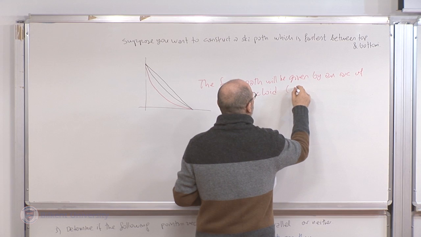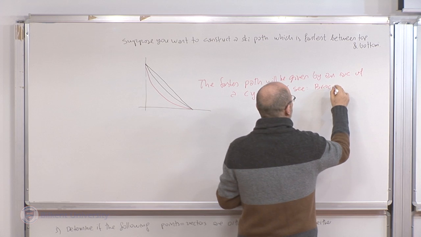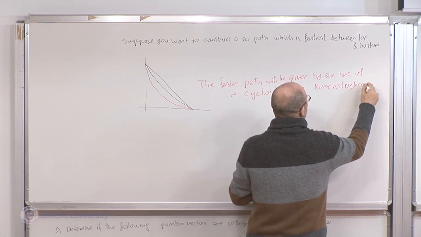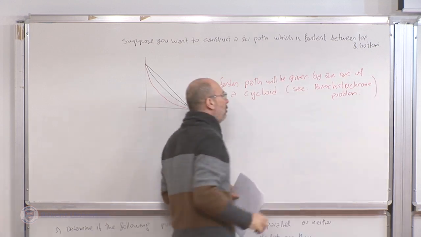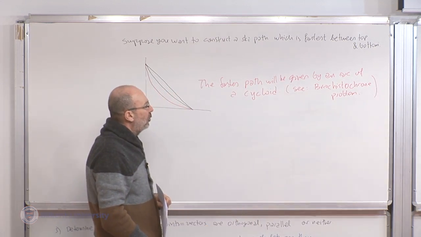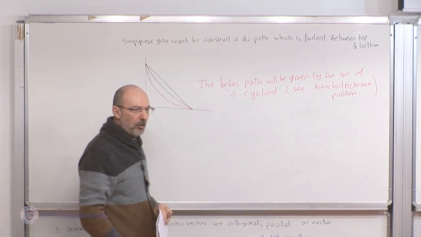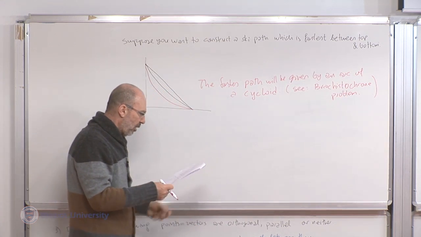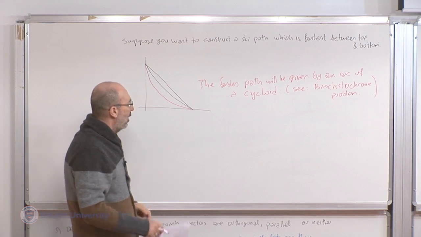Okay, so this is the brachistochrone problem. Okay, go to the internet and search for brachistochrone curve. This is the Greek word for shortest time. Okay, chron is time. So it's the shortest time problem. So it's solved by this.